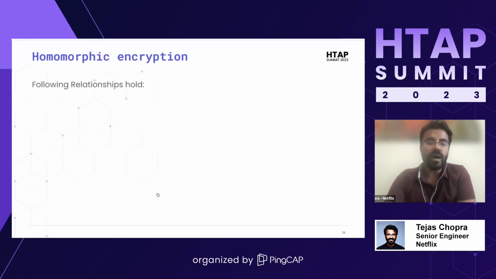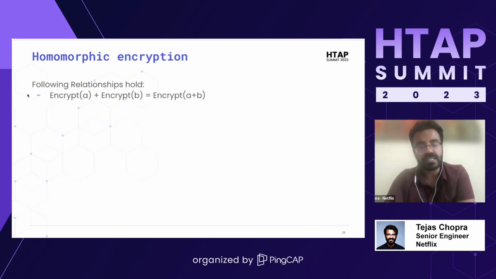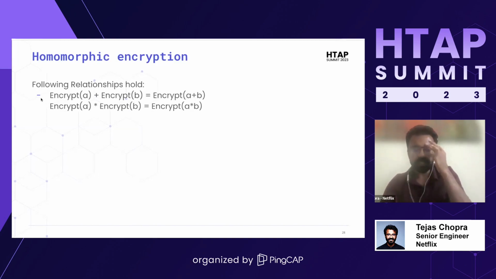So when you are working on homomorphic encryption, there are some relationships that hold true. This is a very simple way to put it. Let's say you have two numbers. You encrypt number A and encrypt number B. The idea is that if you implement the addition operation appropriately, then the summation of encrypted A and encrypted B is equal to encrypting A plus B together. And similarly for the multiplication operation. So what this means is you have to override the addition and the multiplication operations to actually allow homomorphic encryption to take place.